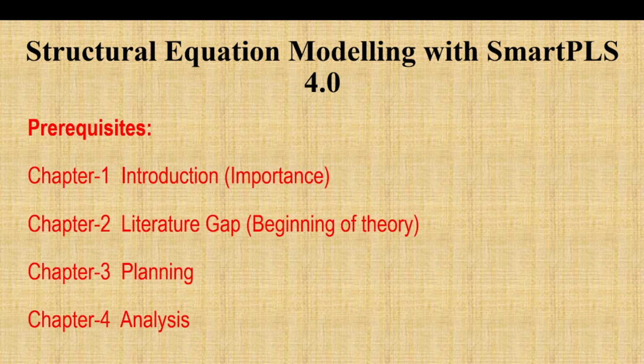Before moving on to chapter number 4, we have to complete our first 3 chapters of the thesis. Chapter number 1, introduction, where we will talk about why research is important. We will talk about the problem statement. We will talk about some contributions. While chapter number 2, the literature review, or you might say the beginning of the theory.